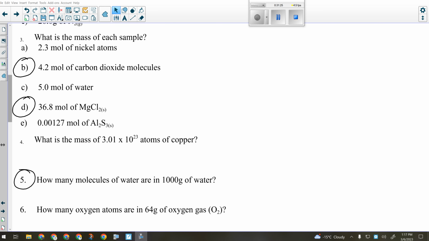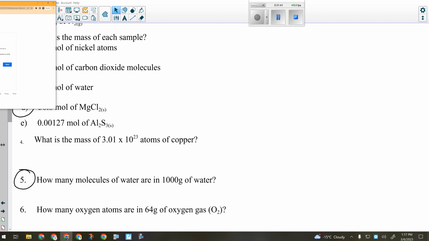Okay, just so you're aware, guys, if you're wanting to practice this stuff at home, I have posted the keys for all of the mole equation worksheets in the same place I post all the other keys on Google Classroom.